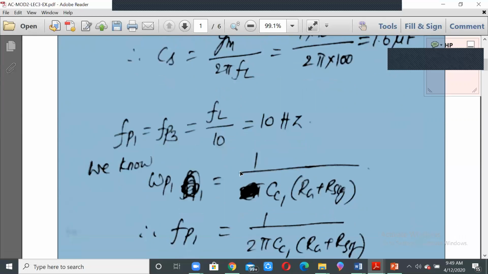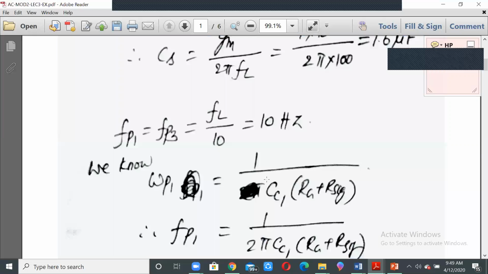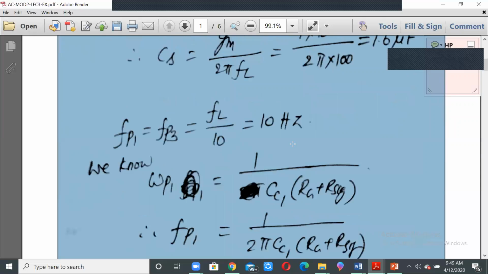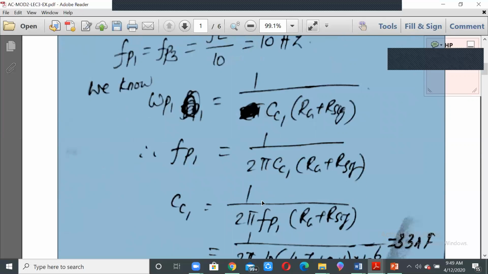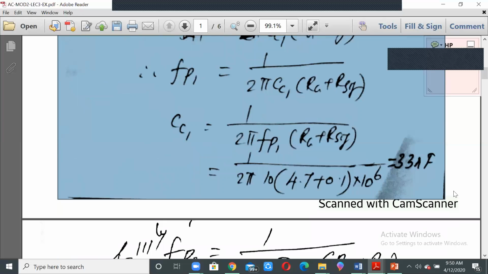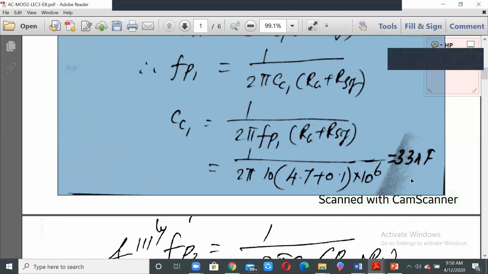So that gives us the ωP1 formula we know, 1 by CC1 (RG plus Rsig), and from this we can find ωP1 will be equal to 2π fP1. So I am writing the expression here like this. Then I am just taking this CC1 to this side and fP1 here, then you will get this equation, and substituting there I am going to get the value as 3.3 nanofarads.